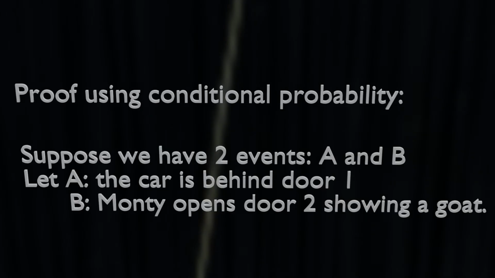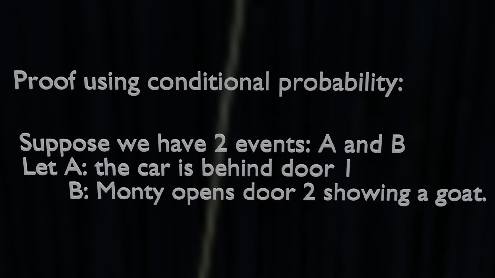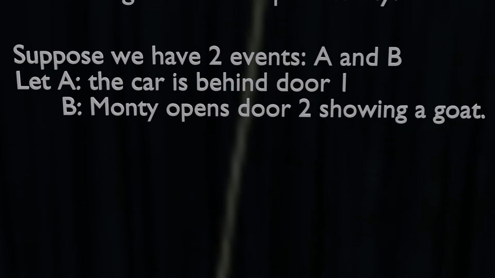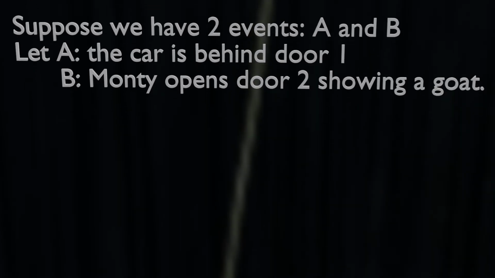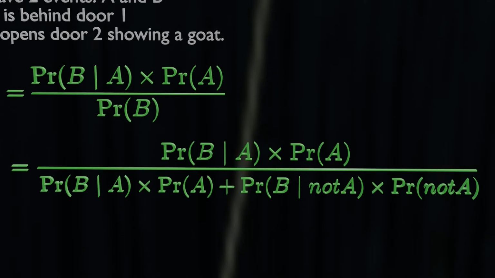Let's assume we have 2 events, A and B. Let A be such that the car is behind door 1, and B be such that Monty opens door 2 to show the goat. We'd like to see what the conditional probability of A given B is, i.e. this. Let's break down each component of our equation.